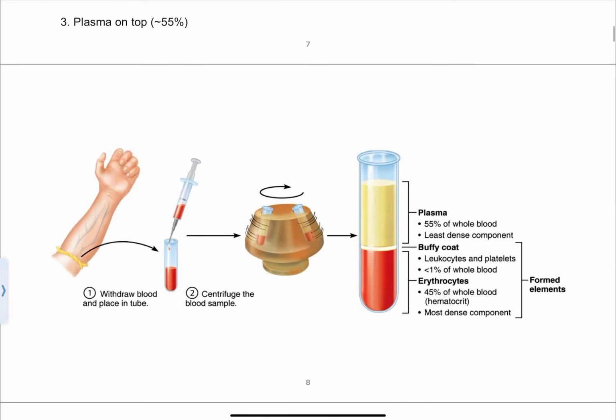So here's just an example. Here's our whole blood over here that we came in and withdrew. And we place it in a centrifuge so we can get separation of the different layers based off of their density. Our most dense component is going to be our red blood cells, our erythrocytes, so those would appear at the bottom. We have a very thin middle layer that we would call the buffy coat. This contains both our leukocytes and our platelets. And then we have our plasma at the top. And why is it at the top? Because it's the least dense component.